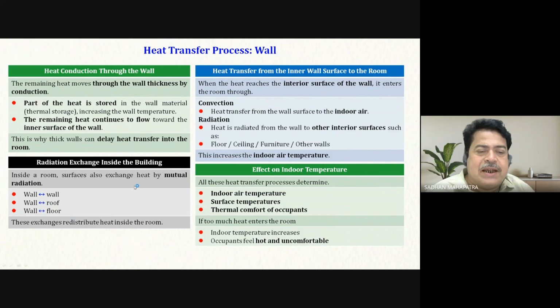Now, radiation exchange inside the building: inside a room, surfaces also exchange heat by mutual radiation, wall to roof, wall to floor. This exchange redistributes the heat inside the room. All these processes have an effect on indoor temperature, and that will determine the indoor temperature, the surface temperature, and the thermal comfort of the occupants. If too much heat enters the room, the indoor temperature increases and occupants feel hot and uncomfortable.